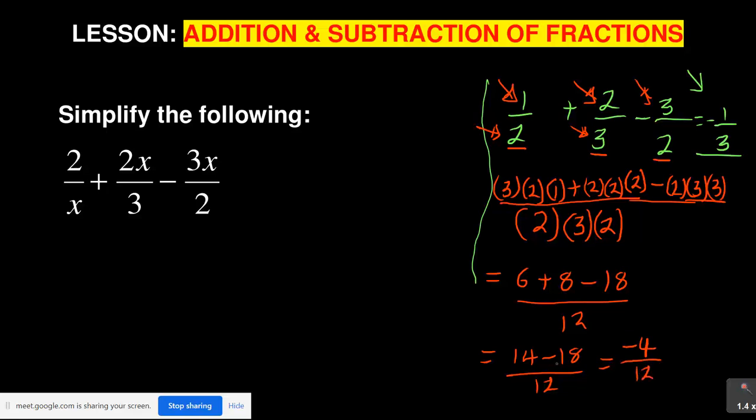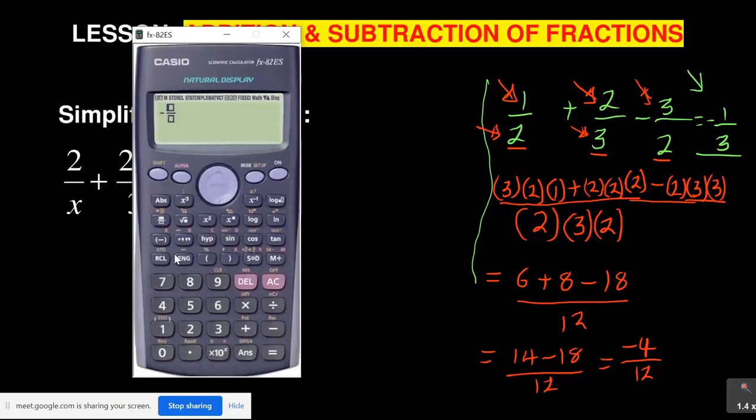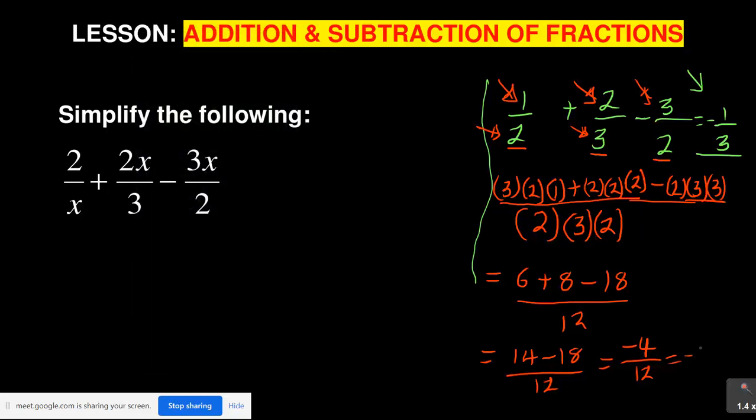Now if you just quickly check with your calculator what is negative 4 over 12, you can see that is giving me negative 1 over 3. So which is the answer, remember, that we got? Are you seeing that? So I used this example. It is important when I come back now to my question here.